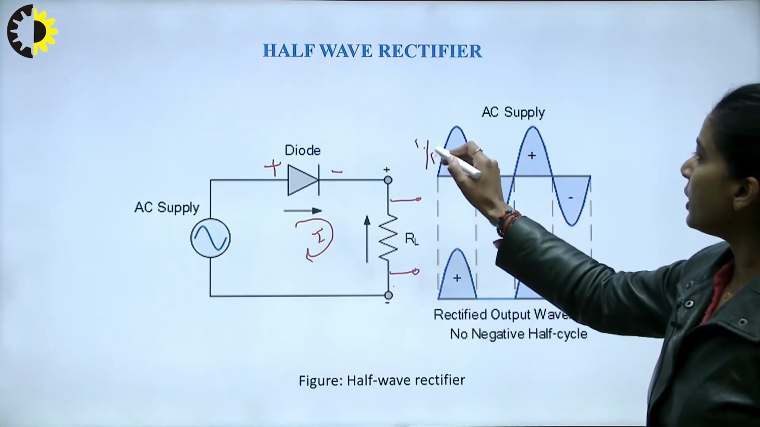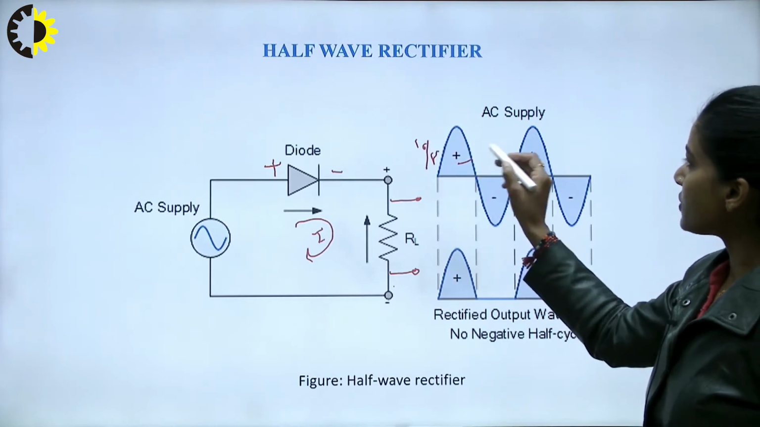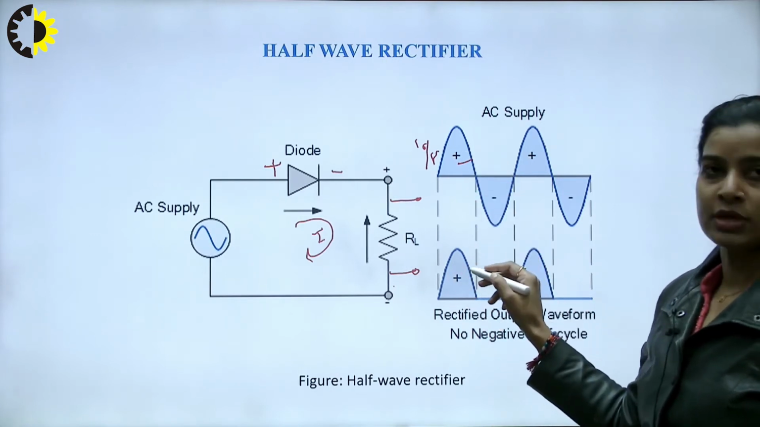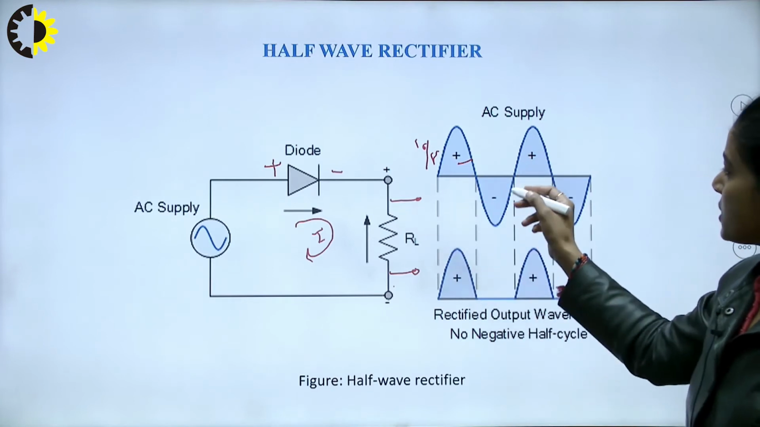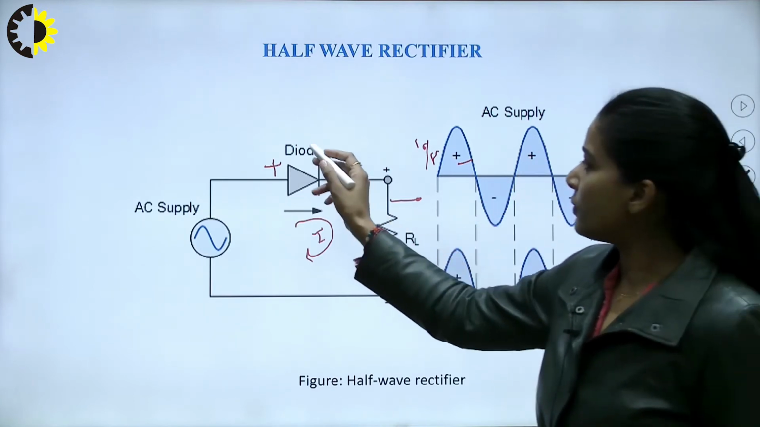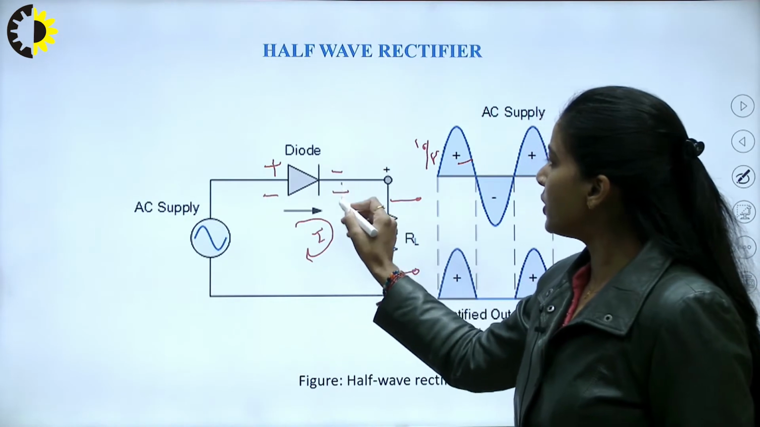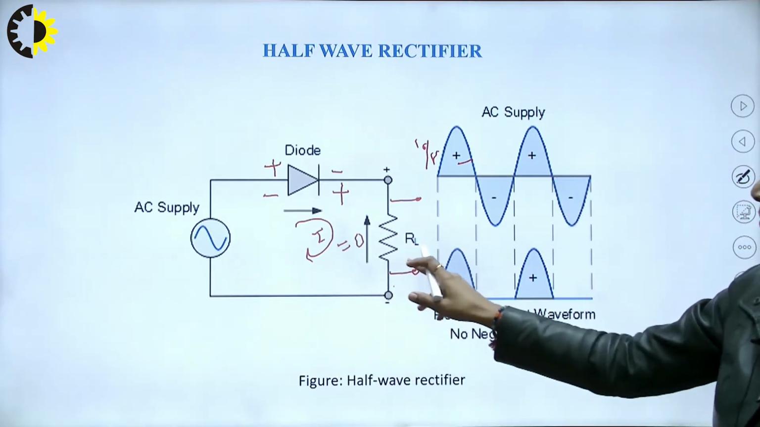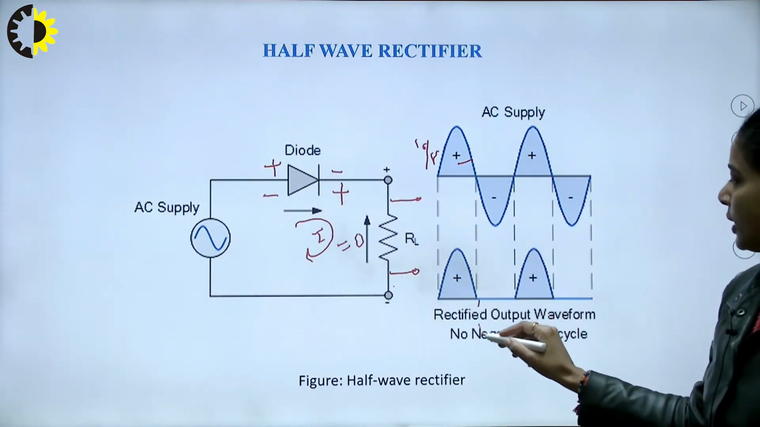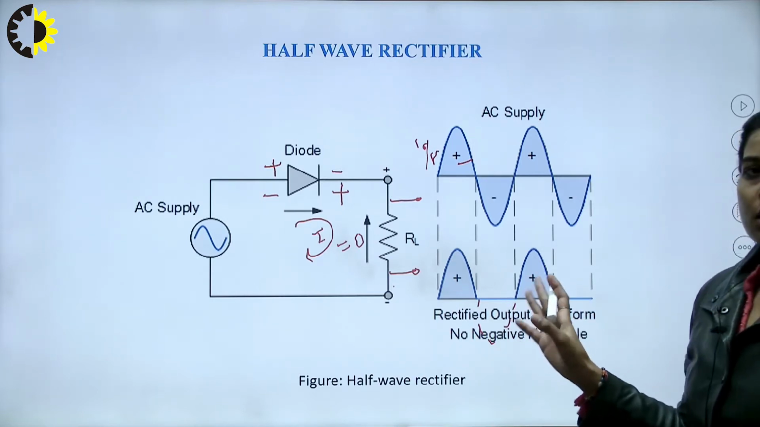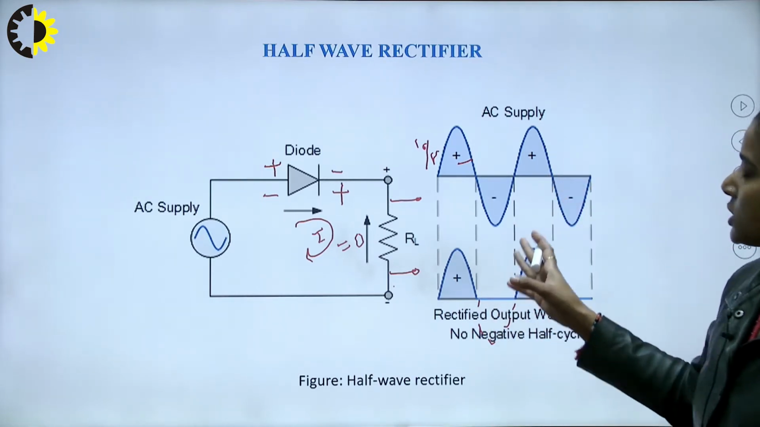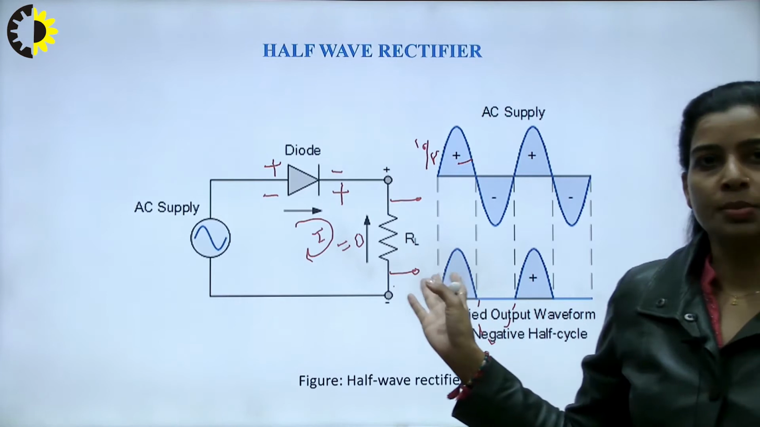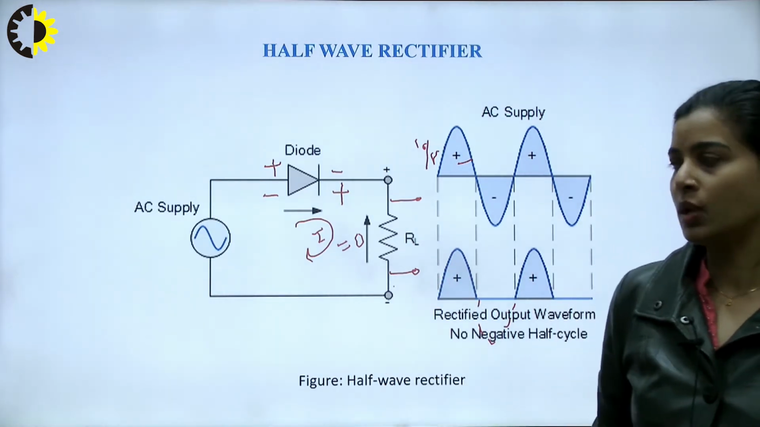This is the input. In the positive half cycle of the input, you can see we are getting the output during the positive half cycle of the input. What happens in the negative half cycle? In the negative half cycle, this diode becomes reverse biased and there will be no flow of current. So in the reverse bias we are not getting any current or voltage. So this is the representation here. I have not defined whether it is current or voltage.